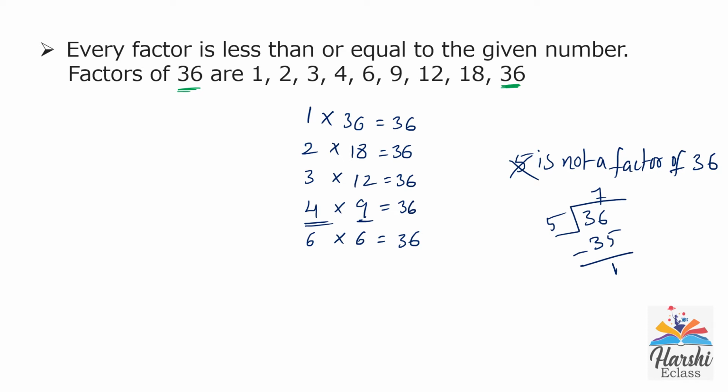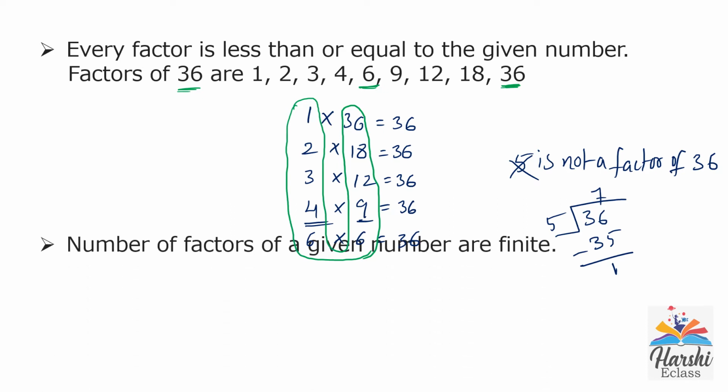Now the factors of 36 are 1, 2, 3, 4, 6, 9, 12, 18 and 36. Here 6 sixes are 36. 6 came 2 times, but while writing the factors, we will write it only 1 time. In this way, we can find the factors of every number. The factors of every number are either less than or equal to the given number.